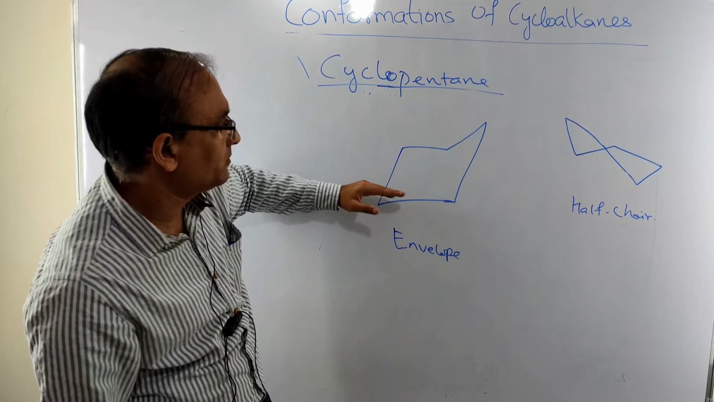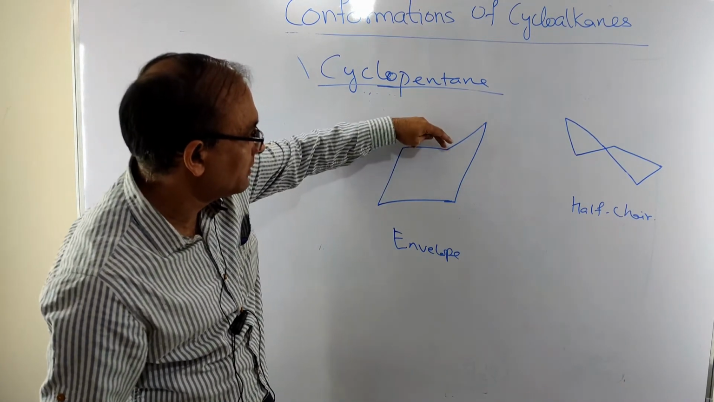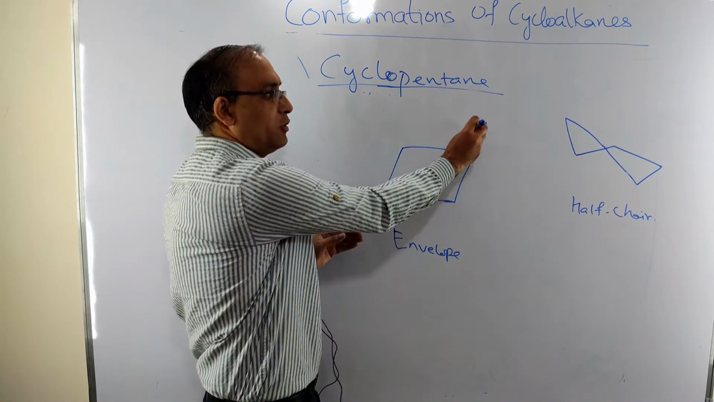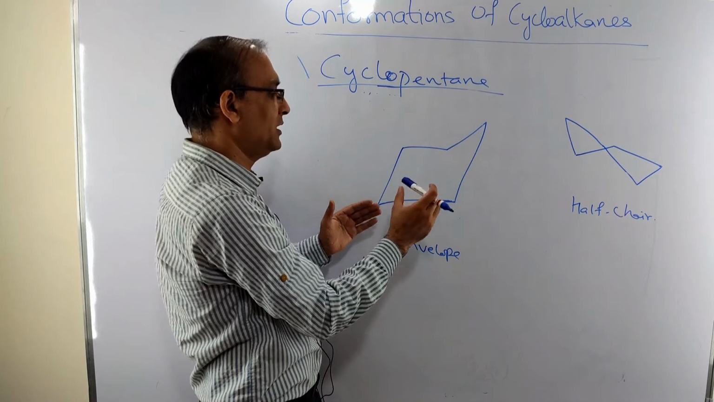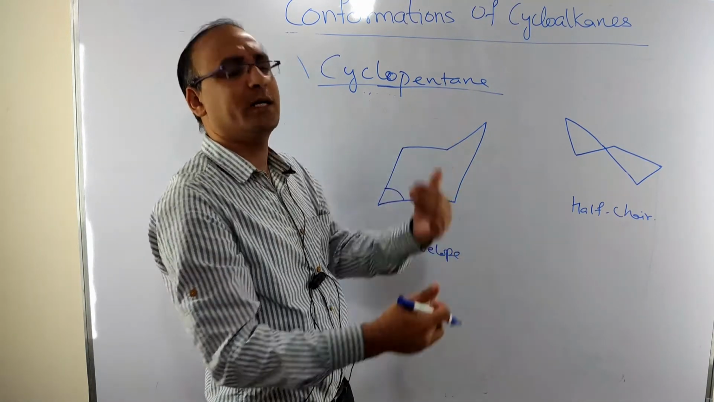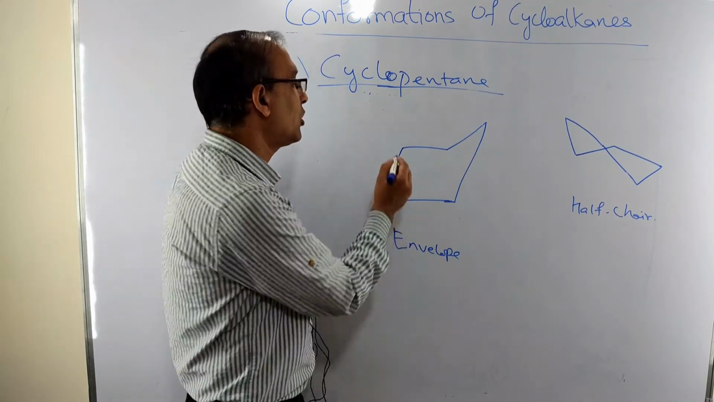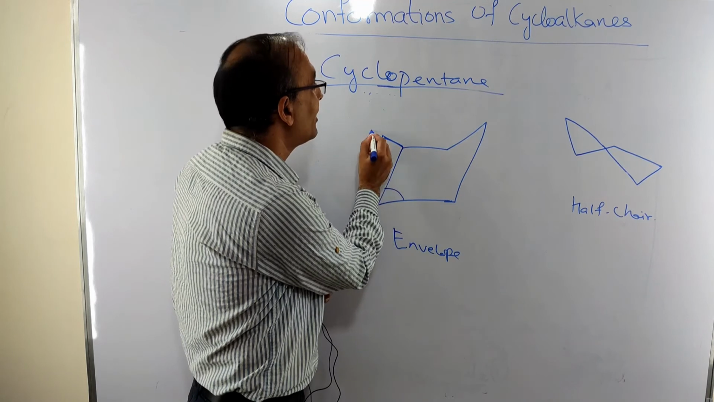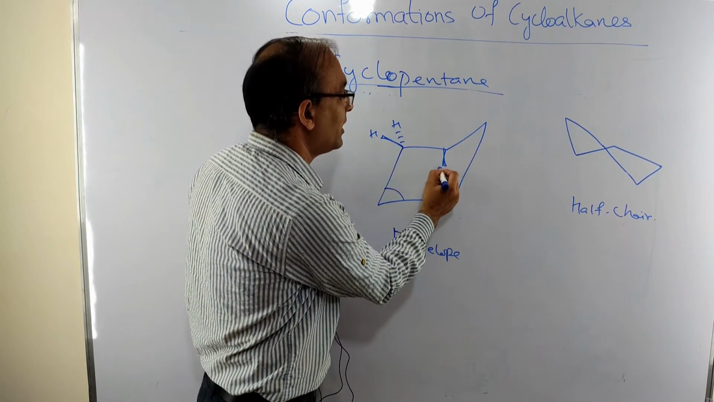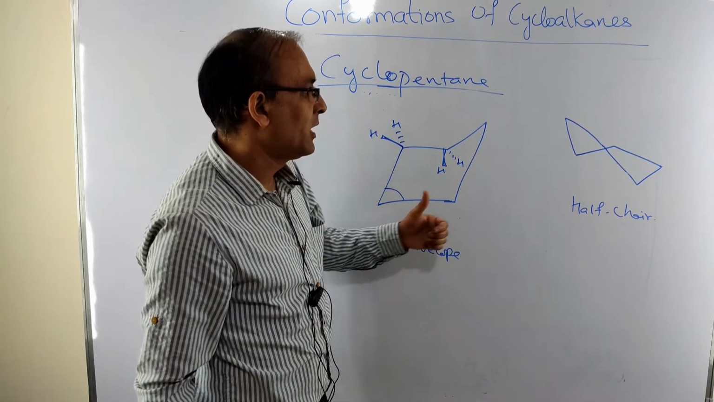So it's like, if you imagine this part is on the board, and this part is coming out and then going in. So that's how half chair it is. So angle is still close to 108 degrees, or rather it's approaching 109. But the good part is the torsional strain has dramatically reduced. Now there is no torsional strain. The hydrogens are no longer blocking each other in eclipsed structure. That is one.